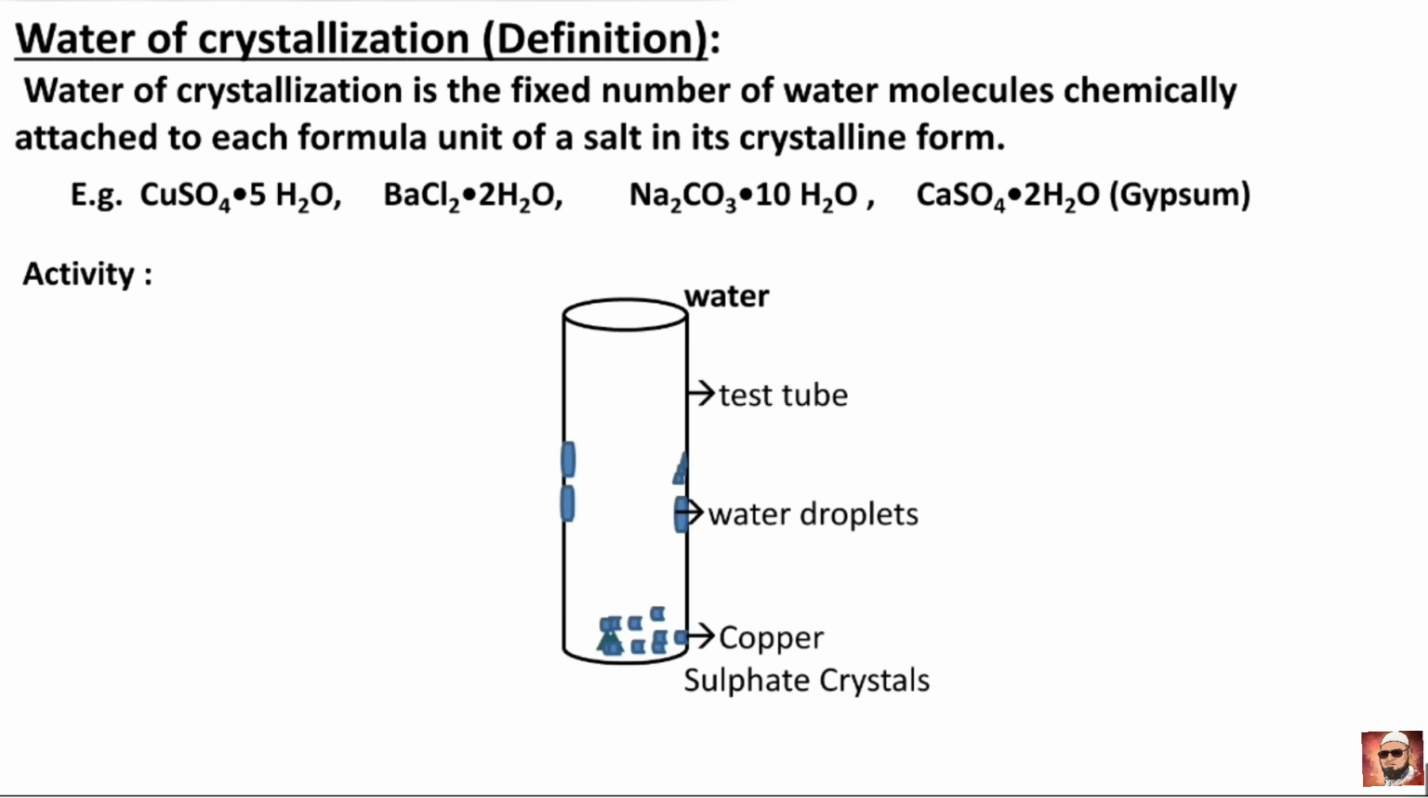In that crystal, water will be present. When you heat, it evaporates. Some examples are CuSO4·5H2O. If you take one formula unit of barium chloride, it consists of 2 molecules of water. In the same way, gypsum, CaSO4, contains 2 molecules of water.